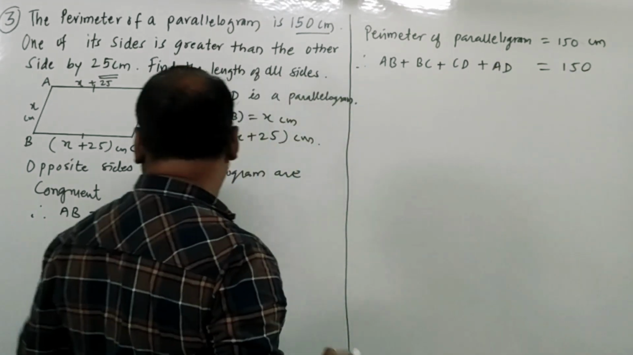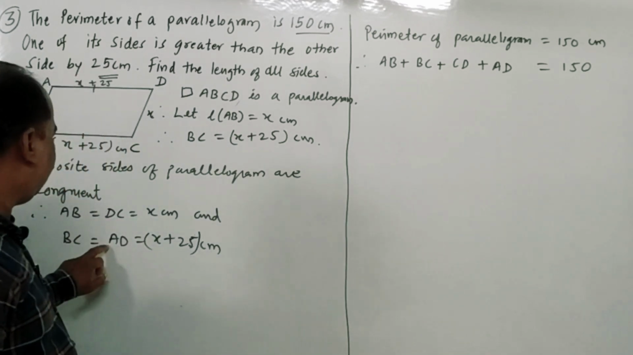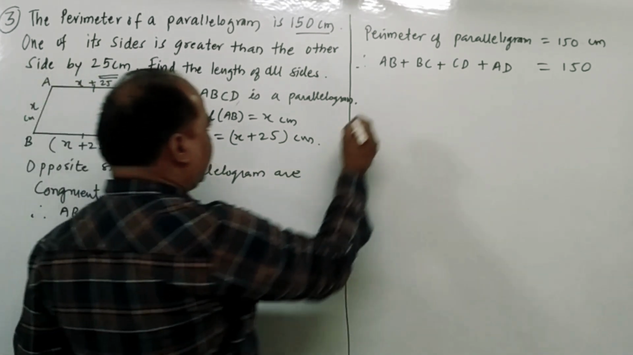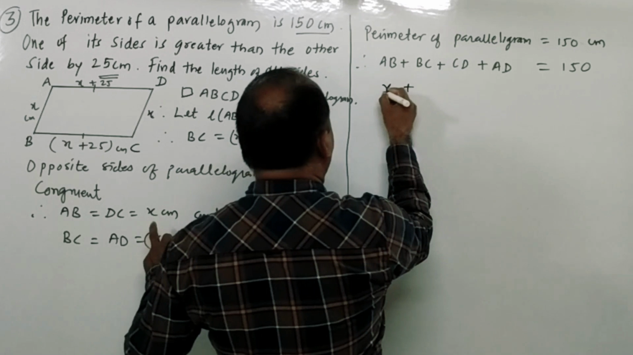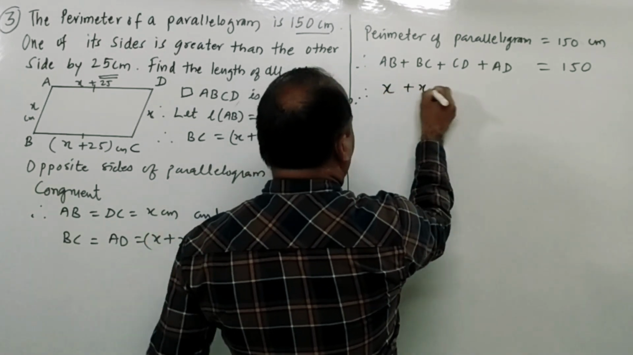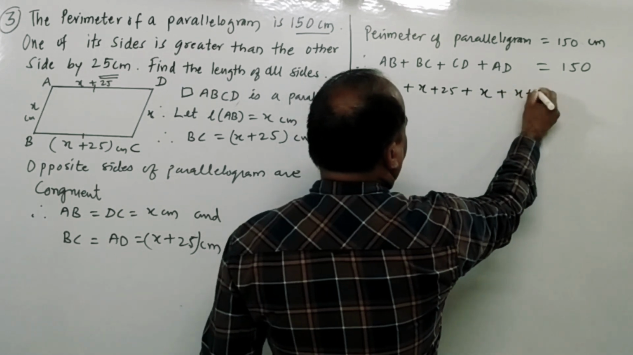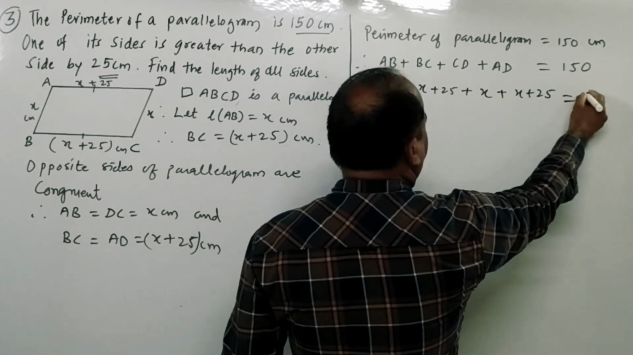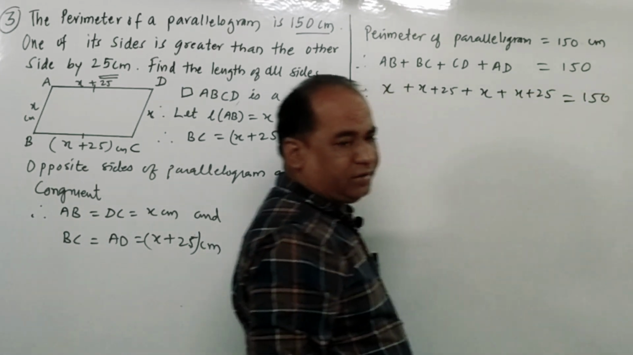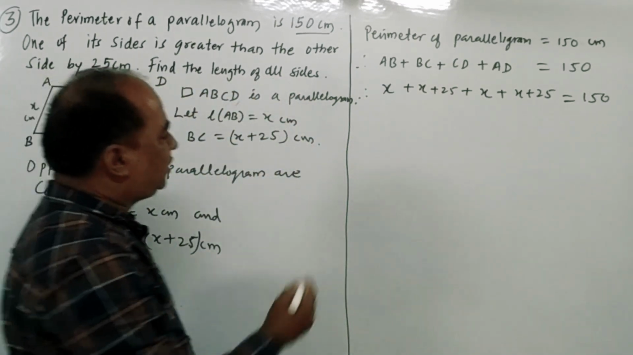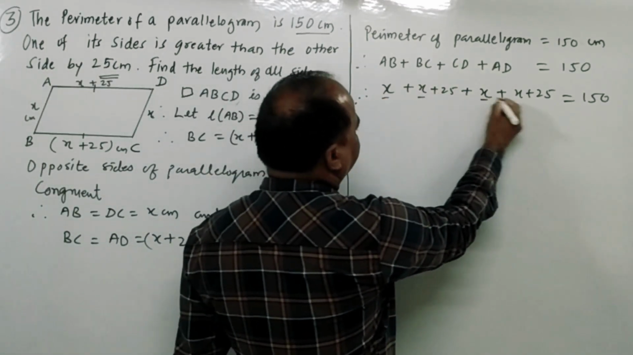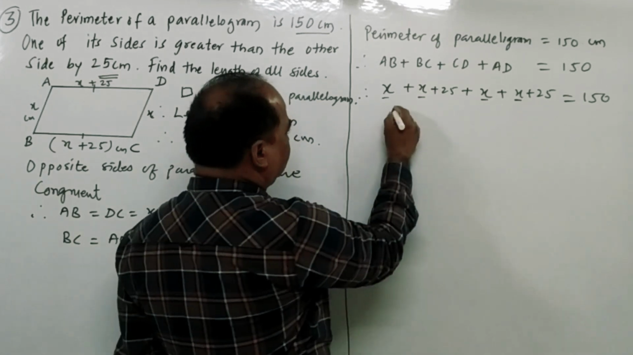Now put the values of the sides of the parallelogram which we have got. AB is equal to x, BC is equal to x plus 25, CD is x, AD is equal to x plus 25, which is equal to 150. Now altogether, x plus x plus x plus x, there are 4x.